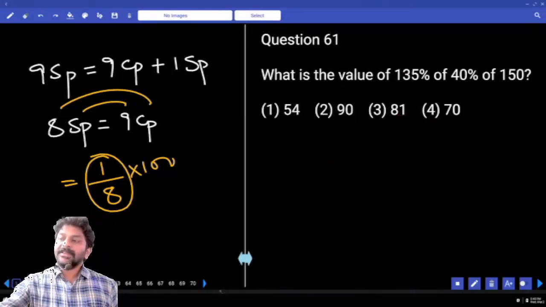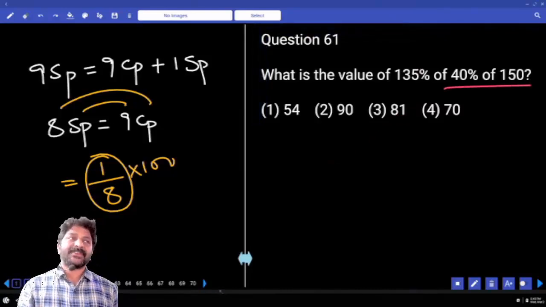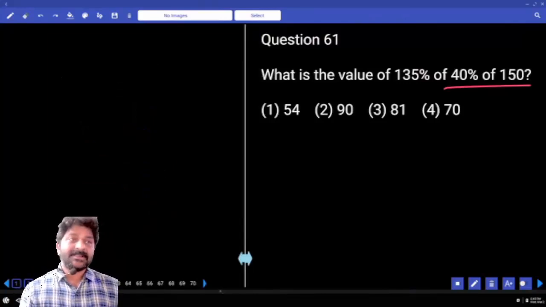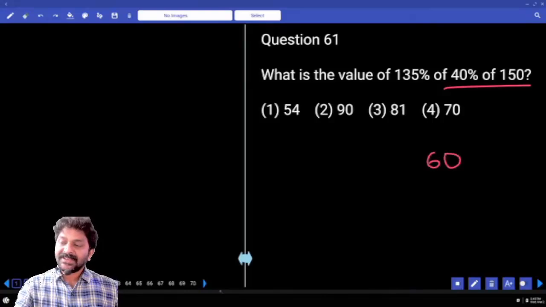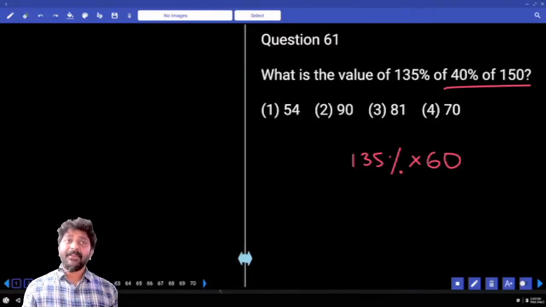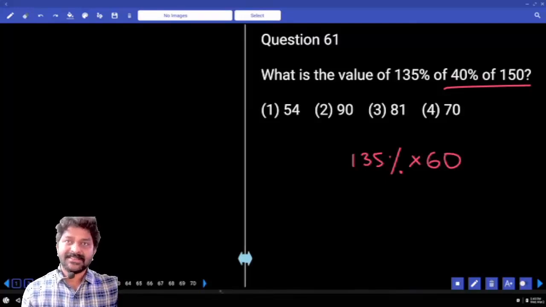60% of 150. Let's first calculate this. Sorry, 40%. 40% of 150. 10% double only. How much is that? 60. And out of this, we have to calculate 135%. 135% of 60 or 60% of 135. One and the same, right?